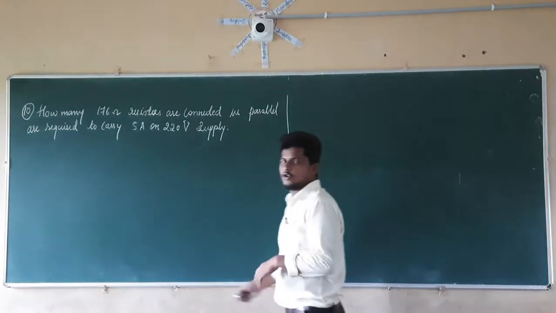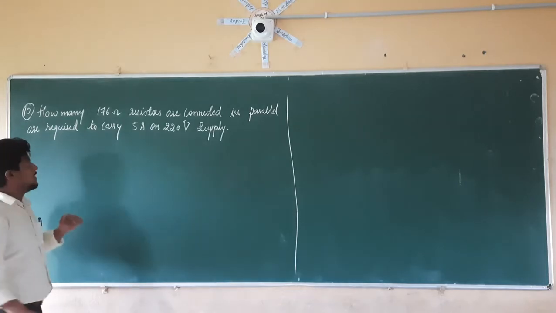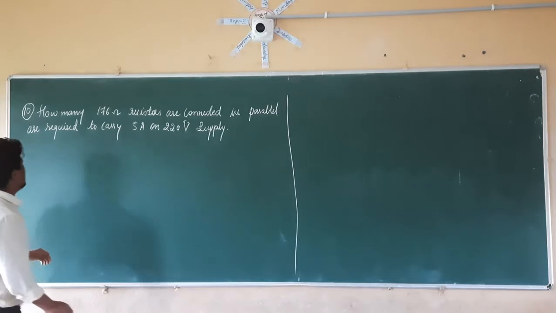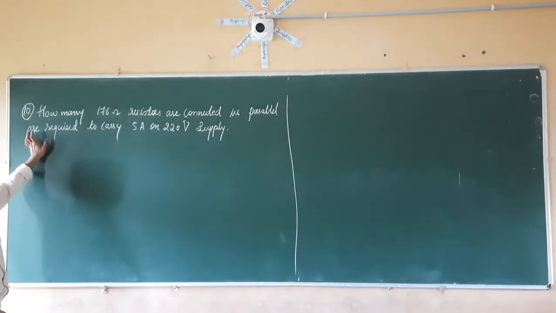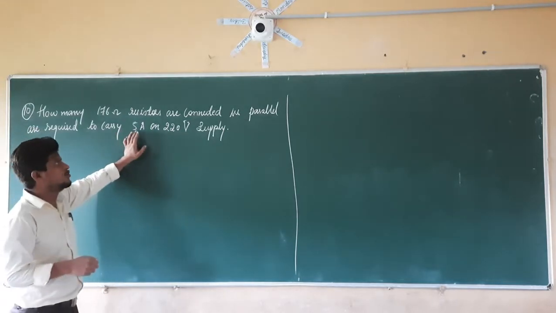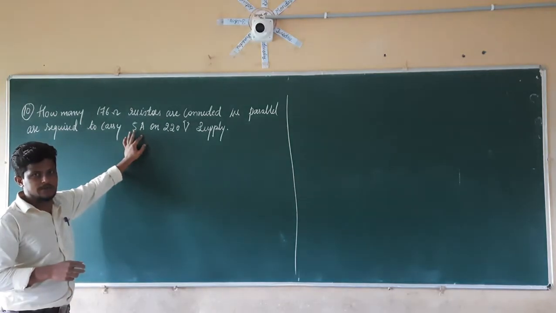Now let us consider question number 10. How many 176 ohm resistors connected in parallel are required to carry 5 ampere on a 220 volt supply? So they have given the resistance of one single resistor as 176 ohms. So we have to find out how many such resistors are required in parallel, so that in that circuit the current should flow as 5 ampere and the voltage supply is equal to 220 volts.